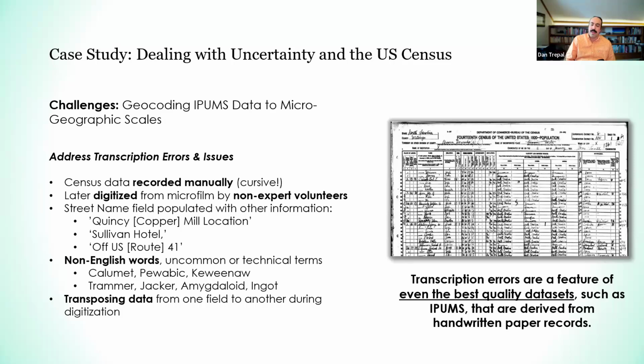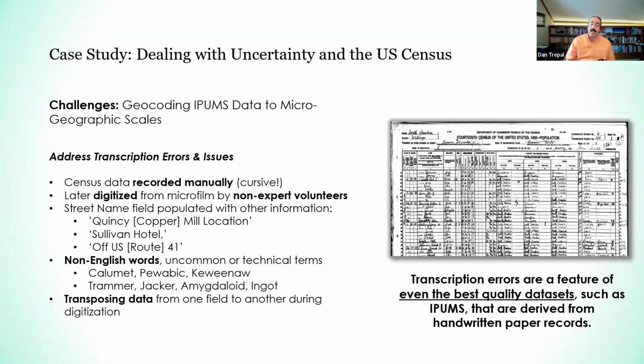So while the IPUMS data does set a pretty good standard for high quality digitized large scale historical data, it has its limitations. And this transcription process, this digitization process, going from a microfilm scan of the original document, which in itself can degrade the quality a little bit, we have transcription errors. We have situations where the street name field doesn't have the name of the street in it.